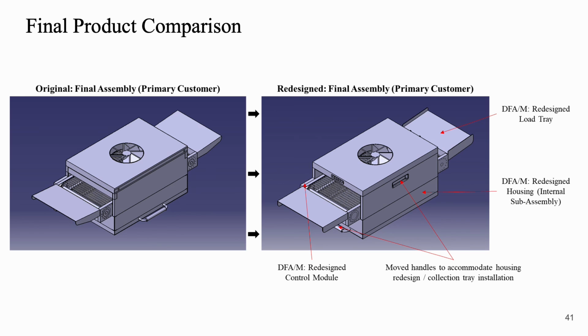Here, a final product comparison is illustrated. The image on the right highlights 4 of the primary areas where redesign took place, including the redesigned control module, redesigned housing, and the redesigned load tray.